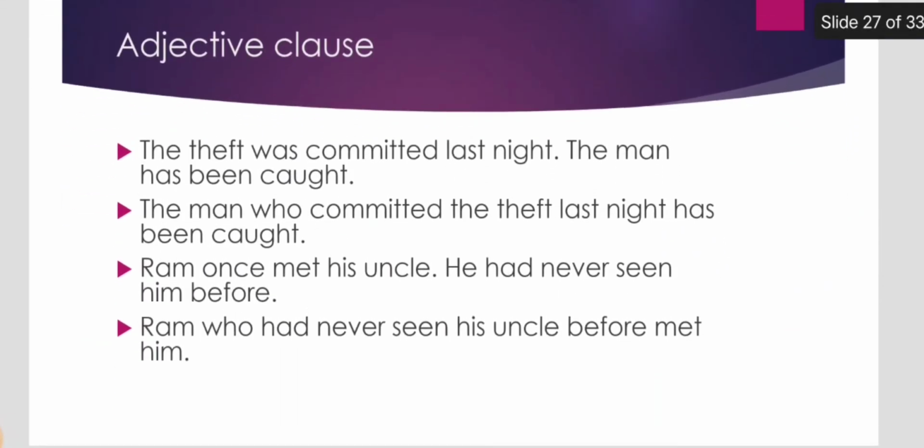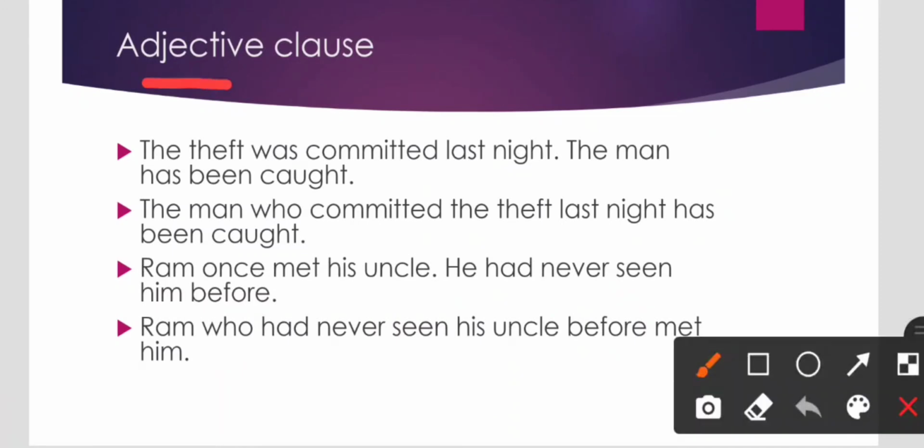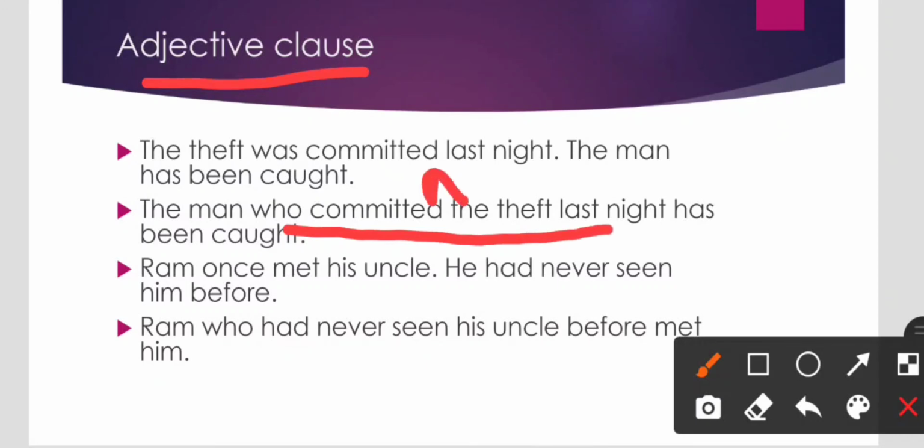Next is adjective clause. We can also convert one sentence into a dependent clause that may be adjective clause. It does the function of an adjective as it describes. The theft was committed last night. The man has been caught. Who has been caught? The man who had committed the theft last night. So the man who committed the theft last night has been caught. This is our adjective clause because it is describing noun man. Adjective describes a noun.